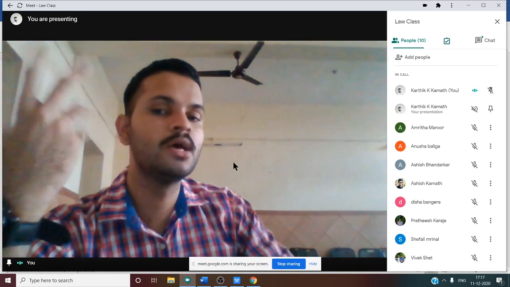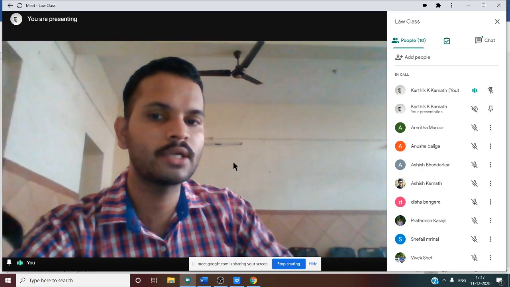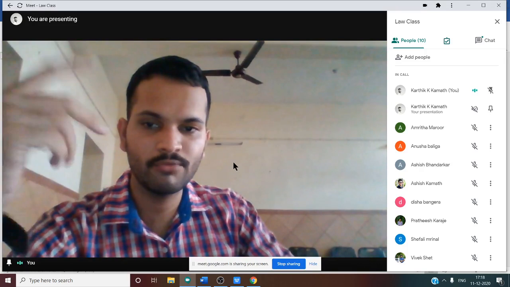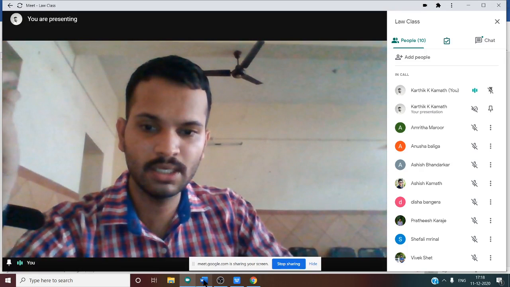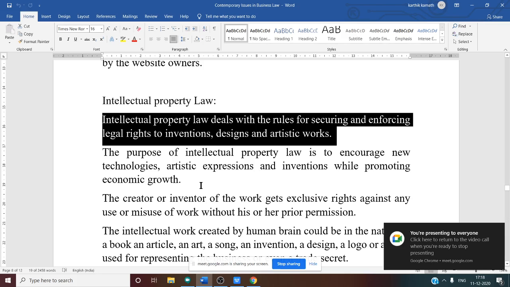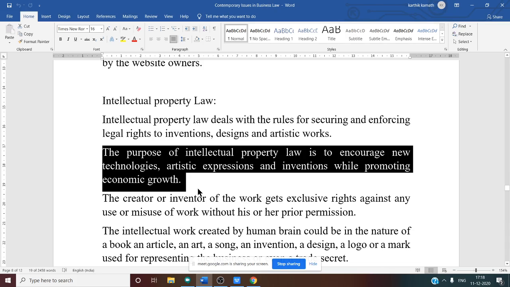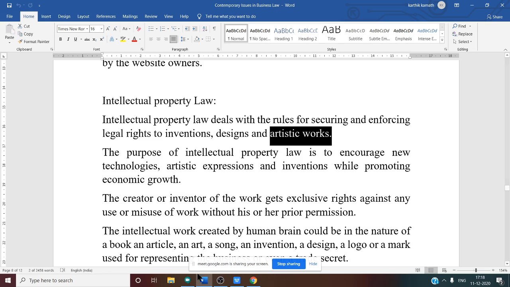Intangible ones means we cannot see, we cannot touch, we cannot feel. For example, copyright, trademark, we cannot see, but it is there. So now the purpose of intellectual property law is to encourage new technology, artistic expression and invention while promoting economic growth.